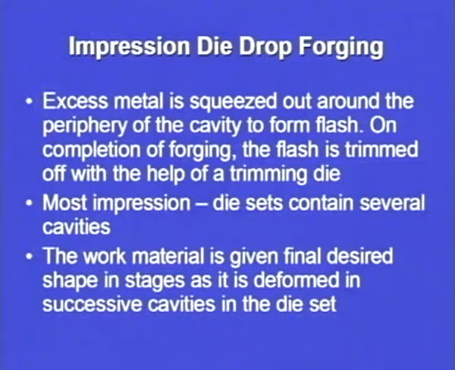Sometimes we will give the deformation in steps. So, we will have different types of die cavities in the case of impression die drop forging. The work material is given its final desired shape in stages as it is deformed in the successive cavities in the die set. Already in the second point we have discussed that the shape may not be changed directly from its initial shape to its final shape. It will be done in a number of stages. It will not be that after one hammering operation on the raw material we will get the desired product.